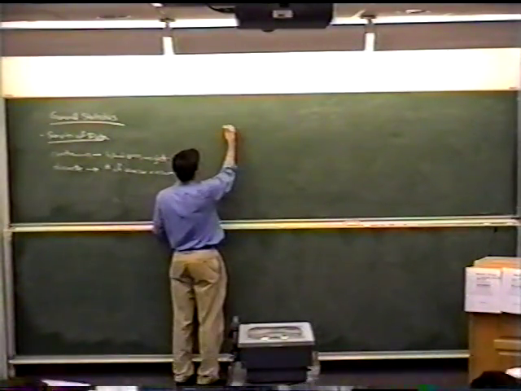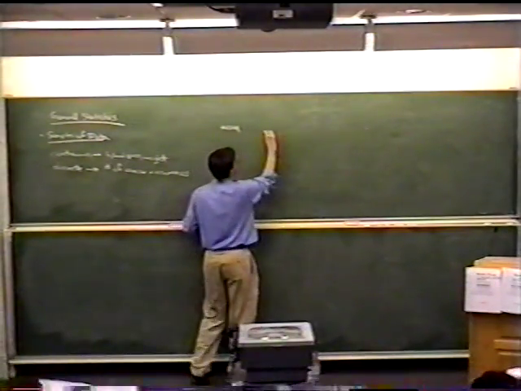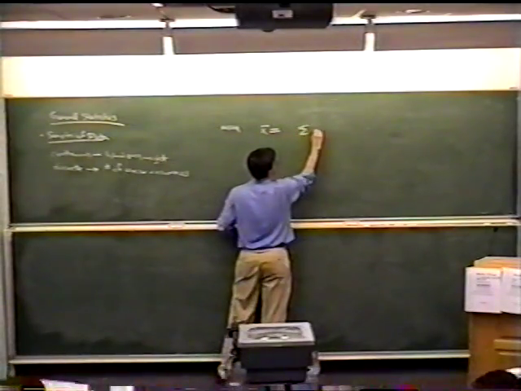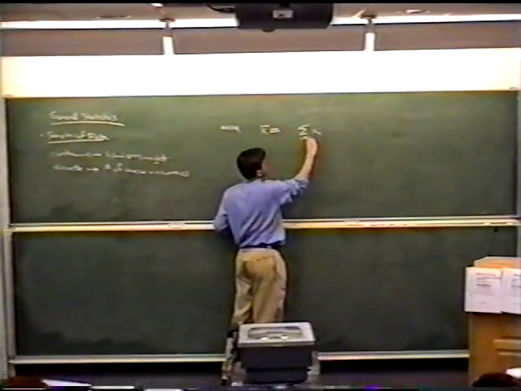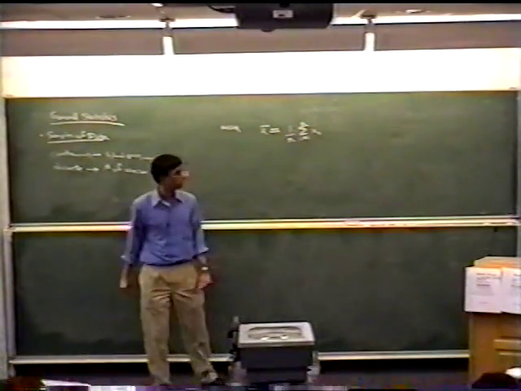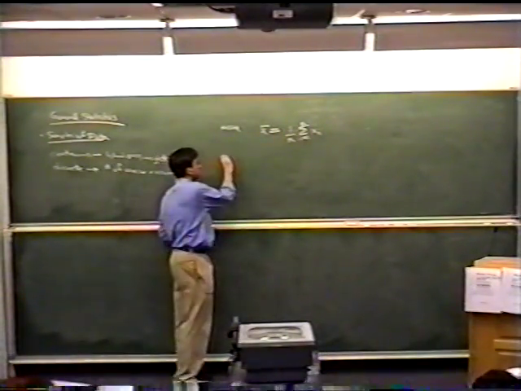Other ways of describing samples are using mean, right? So the mean of a sample is defined as the sum of all the values from 1 to n divided by the total number, n. Okay? You guys, I'm sure, have seen this before.